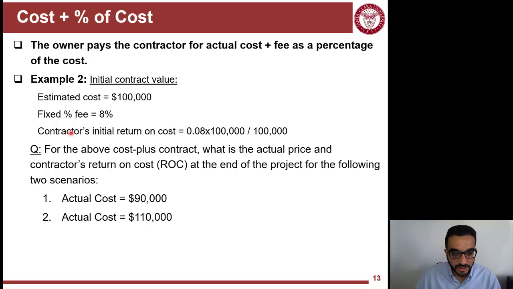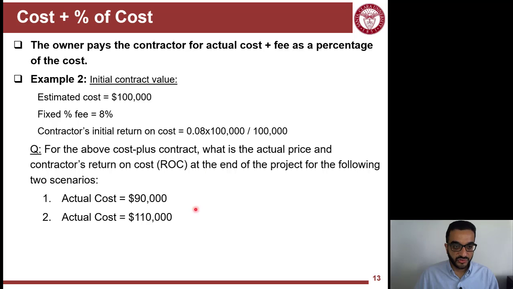So the contractor's initial return on cost when they start the project is 8% of 100,000. So one thing also here that we see is that the return on cost is always fixed, because the return itself, the profit or the fee here, will be 8% of the cost. Return on cost is equal to the return divided by the cost. And you can see it's always going to be 8% under this cost plus percentage.